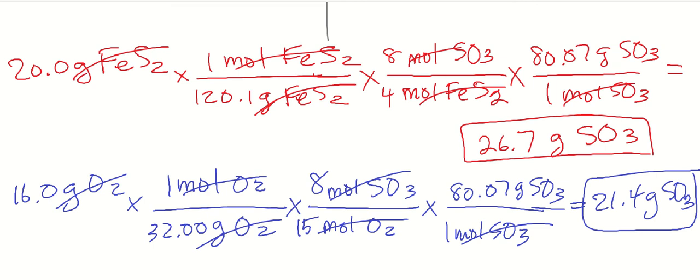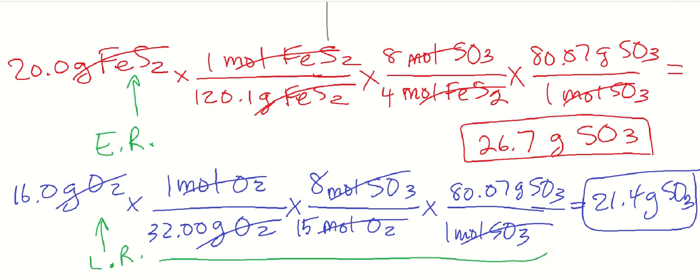All right, so go ahead. Which one of these is the limiting reagent? Which one of these reactants will produce the lesser amount of product? All right, so that's the oxygen. So that's called the limiting reagent. And then the stuff you have left over is called the excess reagent.